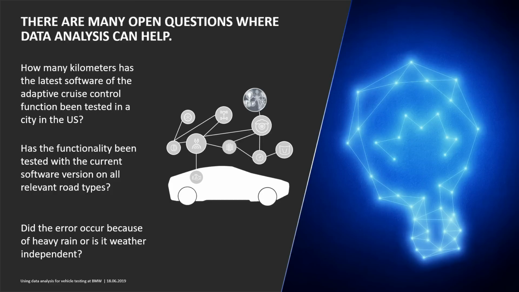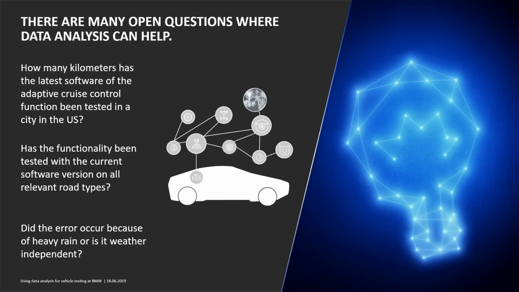within this process? So for example, people want to know if a certain function even was tested. So if there's a new software version, maybe it was never tested, then you can't find an error. So the first question is a little bit like that. So how many kilometers has the latest software been tested in a certain city, for example? That might be interesting if you do something like sign recognition, then a city in the US can be treated different than a city in Germany.